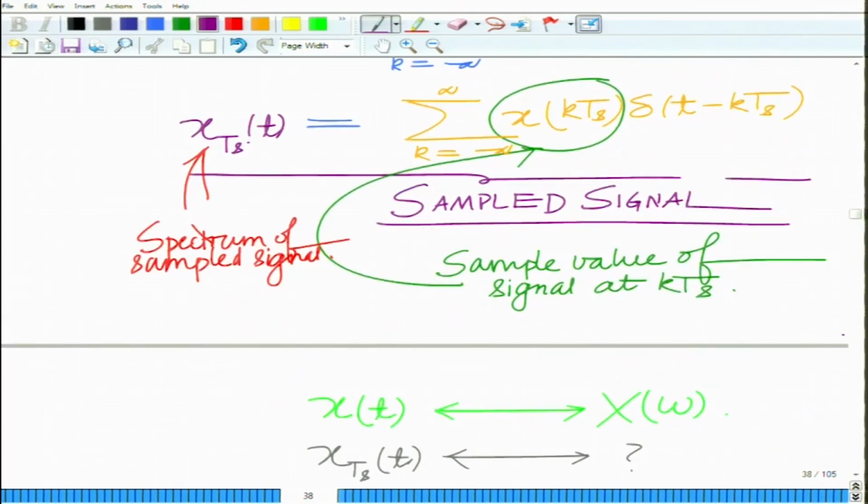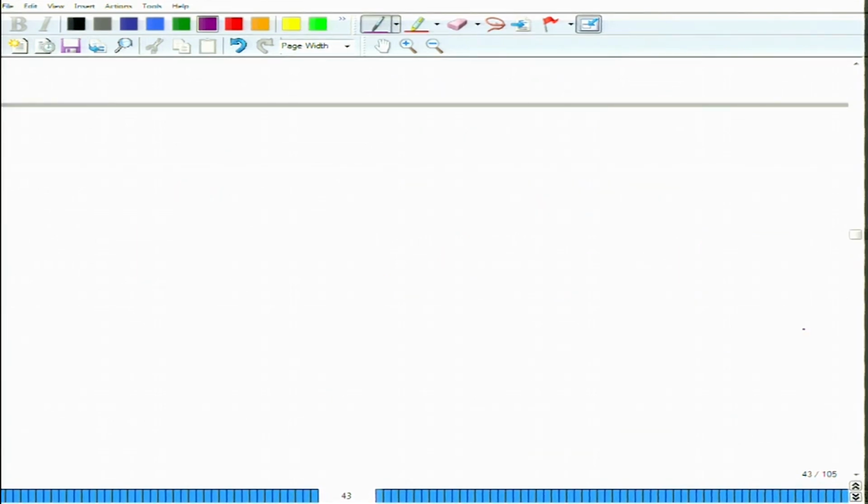So, the next step is to derive the spectrum of the sampled signal, and you will realize that it is fairly simple to derive the spectrum of the sampled signal.